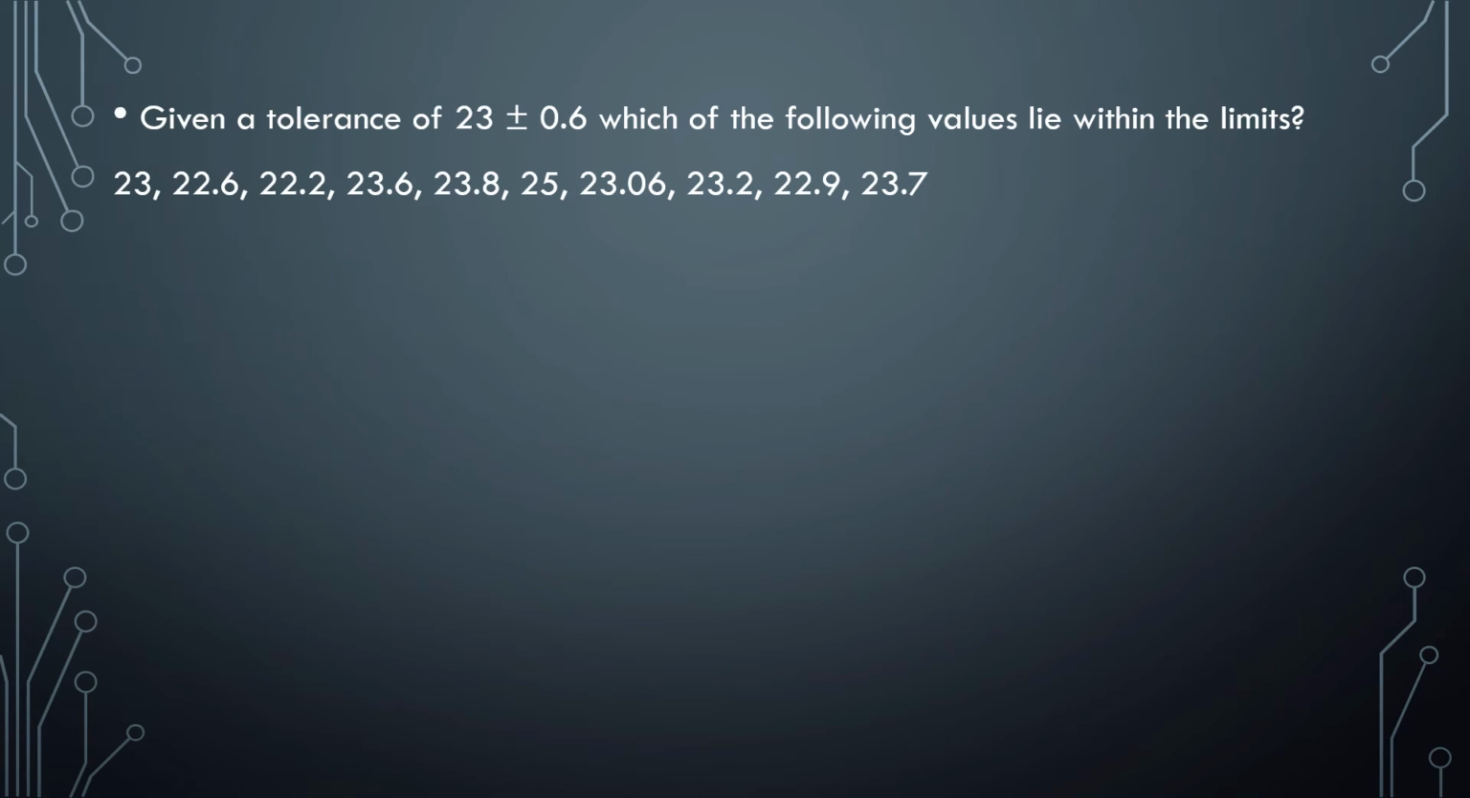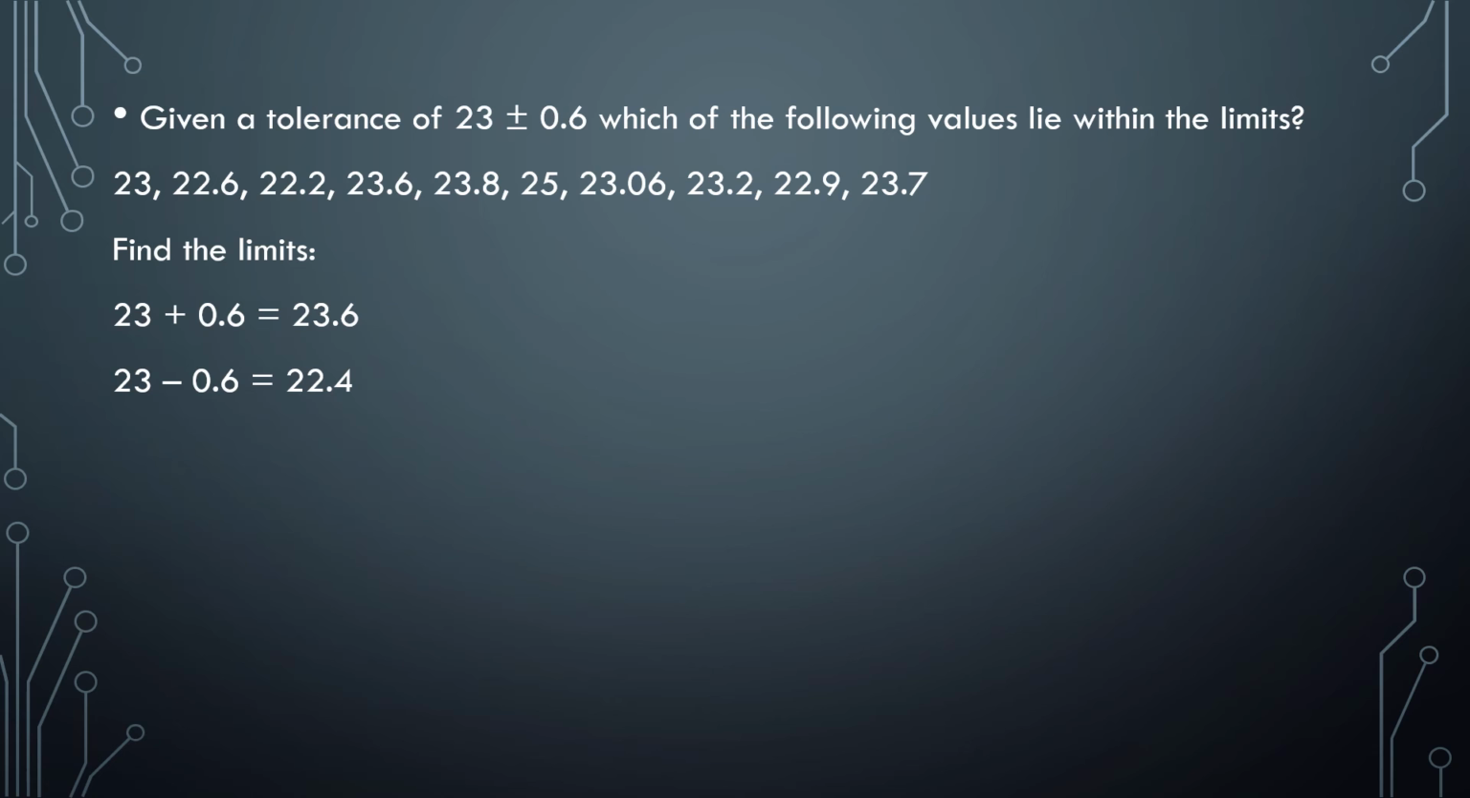Okay, and one final example. What else might we be asked to do? Well, if we give you a tolerance, you might be asked to find the values that lie within a range. So given the tolerance of 23 plus or minus 0.6, which of my following values, and I've got a big list of numbers underneath here, lie within the limits. So first thing I've got to do is actually work out what my tolerance is. So I've got to do 23 plus 0.6, which is 23.6, and I've got to do 23 minus 0.6, which is 22.4.